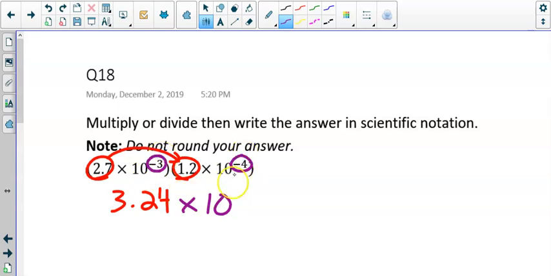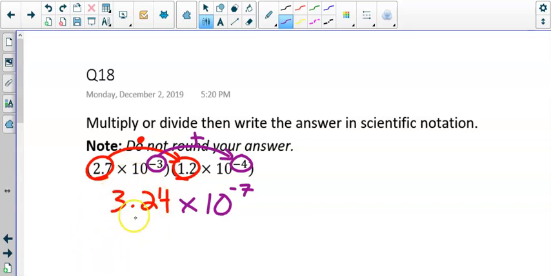With these, you're going to add them, because when you multiply exponents that have the same base, you add the powers. So add those, multiply those. So what is negative 3 plus negative 4? Negative 7.